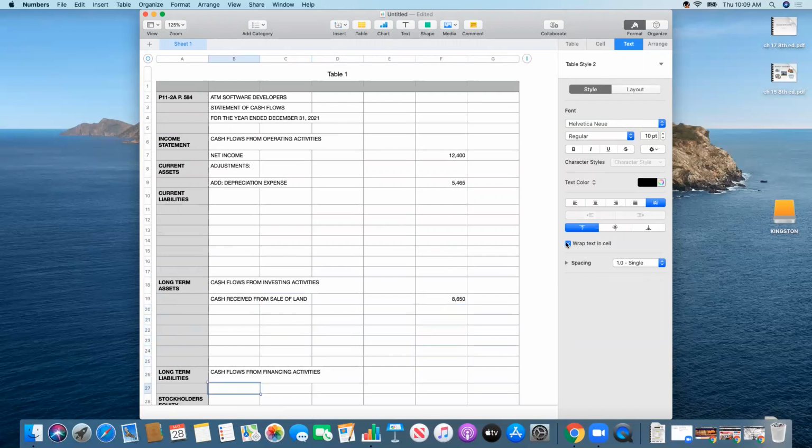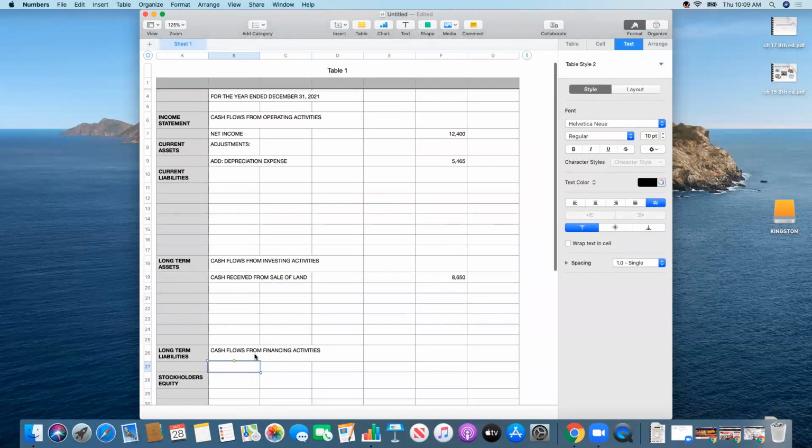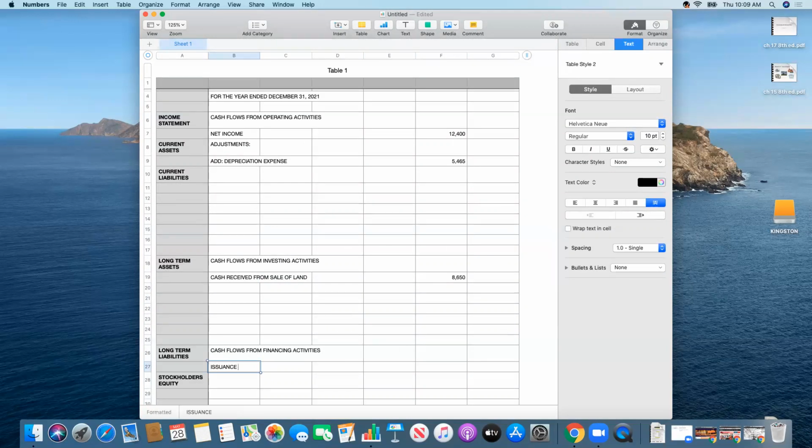Now look at the next one. The next one says issuance of common stock. Common stock is stockholders' equity, and stockholders' equity goes in the financing activities. Issuance of common stock. And again, that's a positive number.